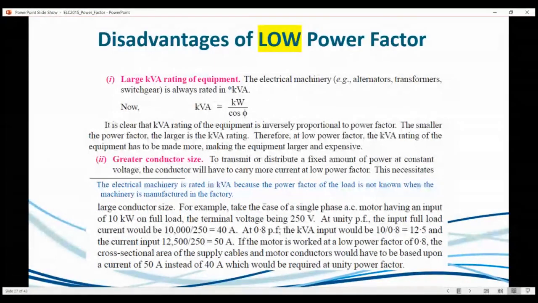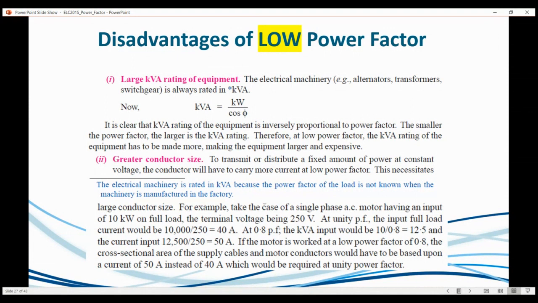Number one, the electrical machinery, your alternators and transformers, even the switchgear, is always rated in kVA. The reason they rate it in kVA is that the power factor of the load is not known when the machine is manufactured in the factory. We don't know how it's going to behave once we connect the equipment together. If you look at the ratio, kVA is essentially your watts, the full power, divided by your cos phi, your power factor.